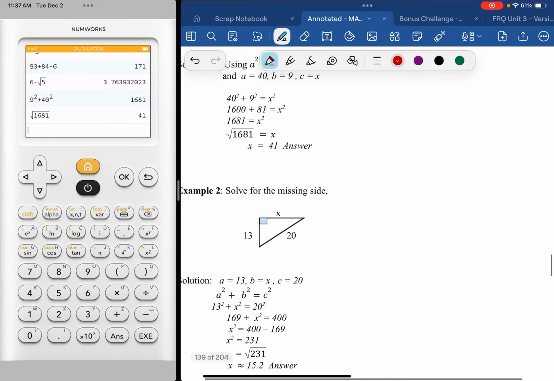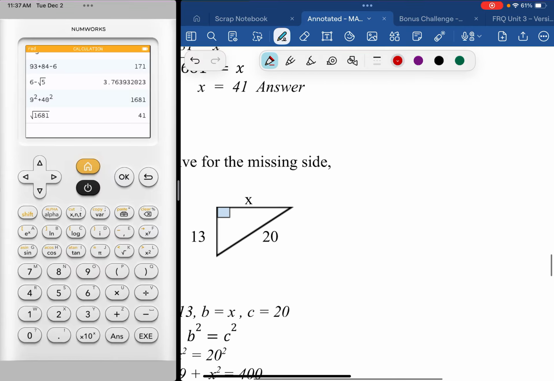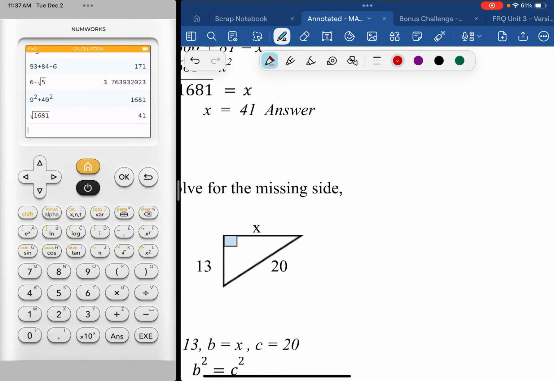So that was a pretty straightforward example. Same idea here. This time we're solving for one of the legs, right? So this is my C. I'll call this one the A.